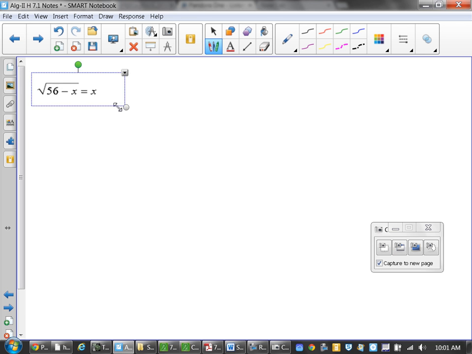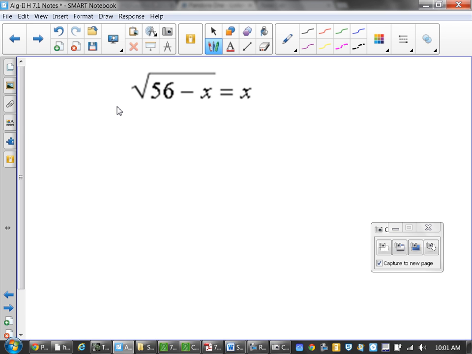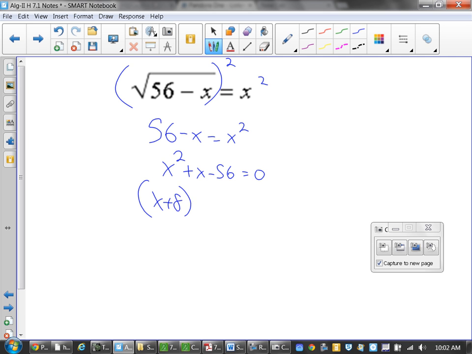So let's try this again. We agree we've got to square both sides. When you do that, you get 56 minus x is x squared. Move everything to the right. I get x squared plus x minus 56 is 0. You okay with that? x plus 8, x minus 7, possible zeros of -8 and 7. You okay on that? Yeah.